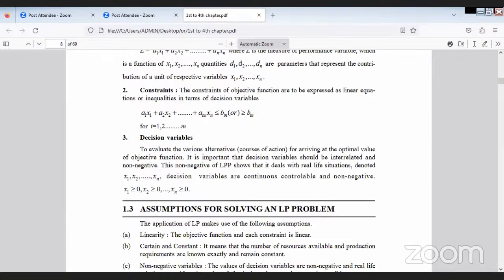When the problem comes, i = 1 to m. Decision variables to evaluate the various alternatives for arriving at the optimal value of the objective function. It is important that decision variables should be interrelated and non-negative. This non-negativity of LPP shows that it deals with real life situations, denoted x1, x2, xn. Decision variables are continuous, countable, and non-negative.